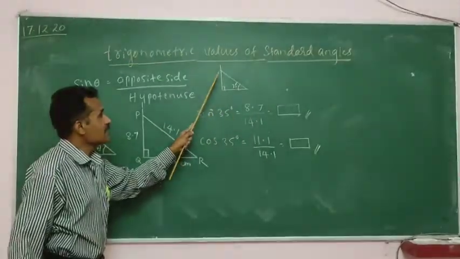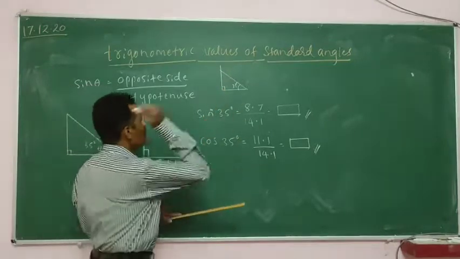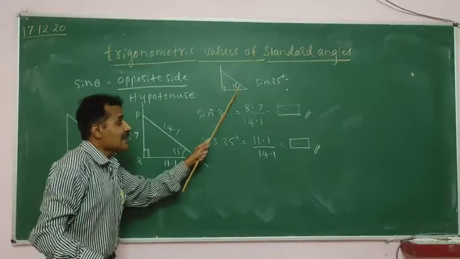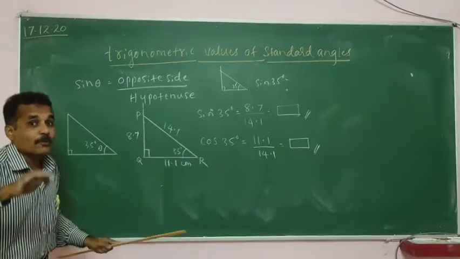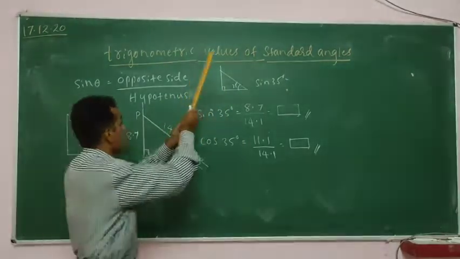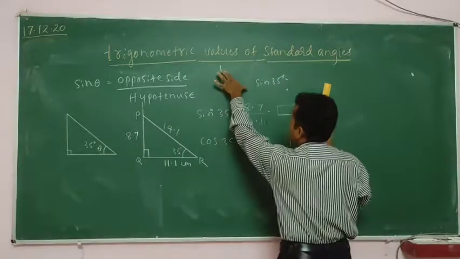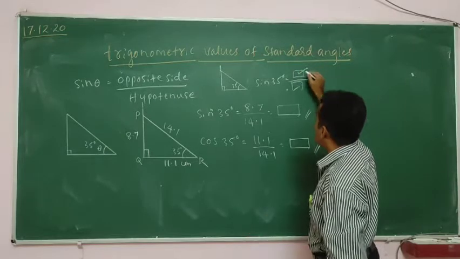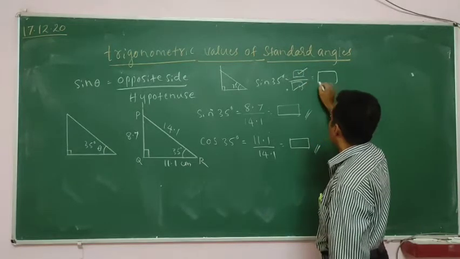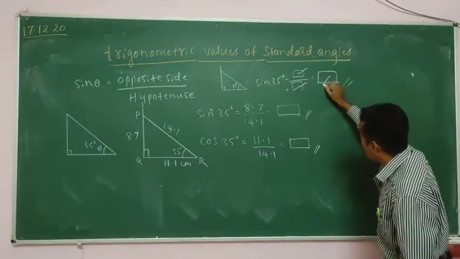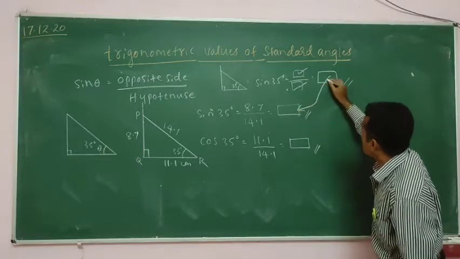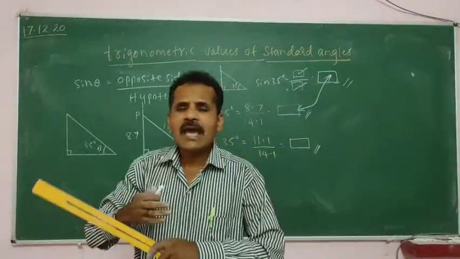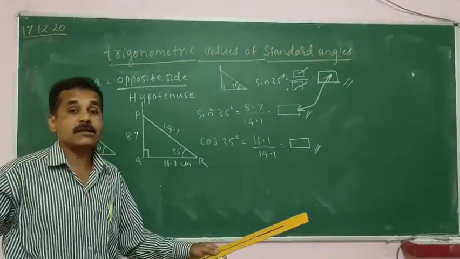Now, measure this. Here also you can find the value of sin 35. But the lengths are very less as compared to this. But proportionally they are less. You can measure this. Divide them. Opposite side divided by hypotenuse. Find the decimal value. Whatever the decimal value you are getting here, same decimal value you will get here. You can try it. So this is how you can find any trigonometric value of any angle.